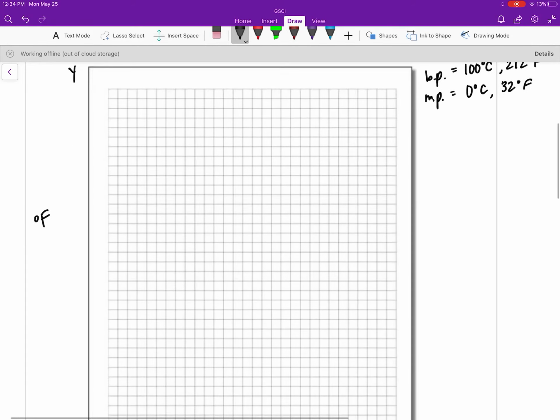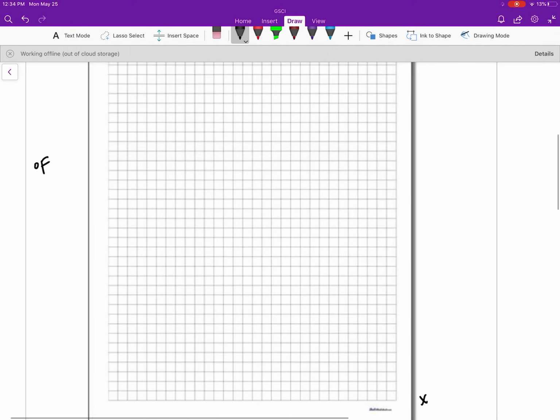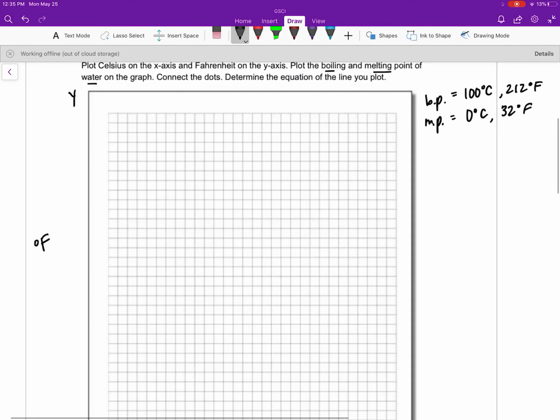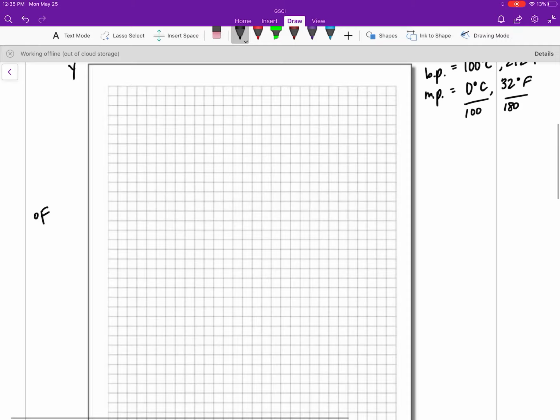So the reason why this is important is because I need to know how many dashes I need per unit. So I'm going to have 100 here, and then this is going to be 180. So you subtract the difference, and I need from 0 to 100, approximately 100 degrees Celsius, and then from 32 to 212, it's going to be 180 degrees Fahrenheit increase.